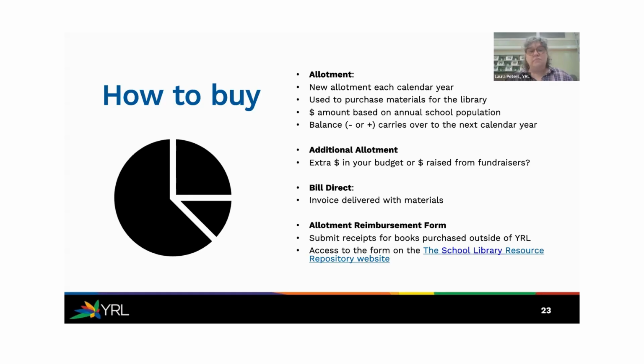Lastly is bill direct. And bill direct is just a term that we use for you're not using either of those allotment funds. So you're not pulling from an existing balance.